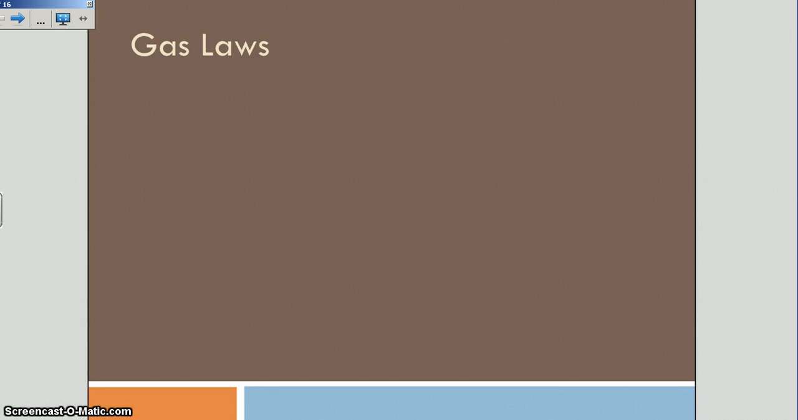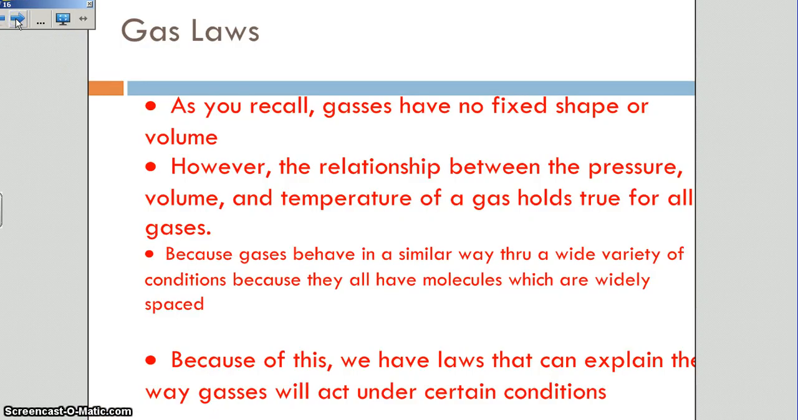So, clearly you're the smartest kids in the world, and I bet you can guess we're talking about gas laws. Before we talk about the laws today, quick review on what you already know. You know that gases have no fixed shape or volume. In other words, whatever container we put them in, they will take that shape and the volume of that container. But there is a relationship between pressure, volume, and temperature. This is going to be the guiding premise behind today's notes.